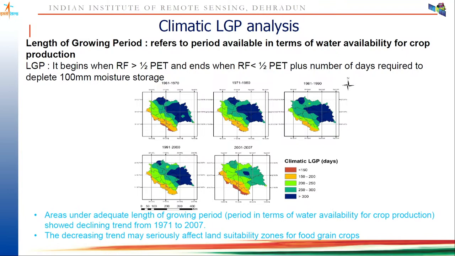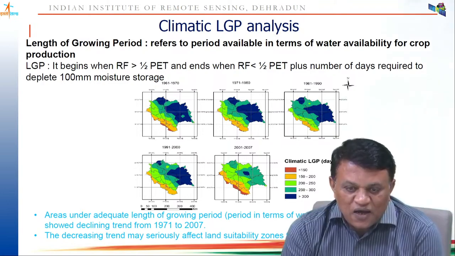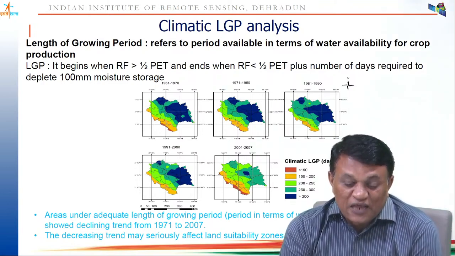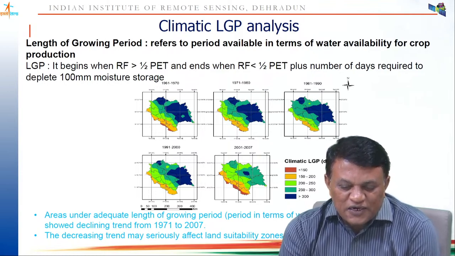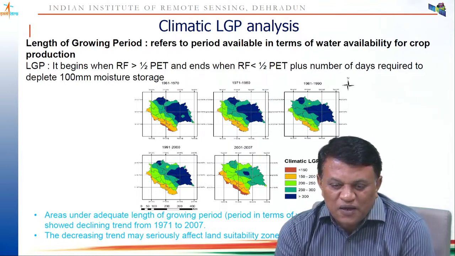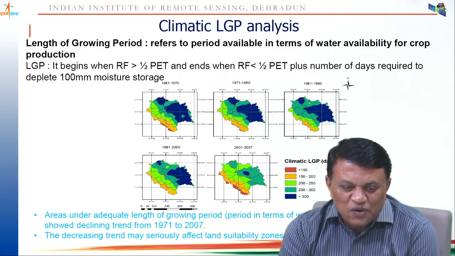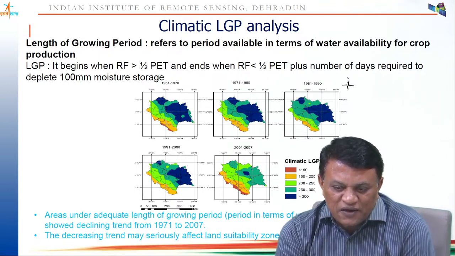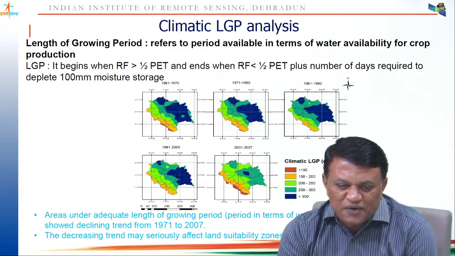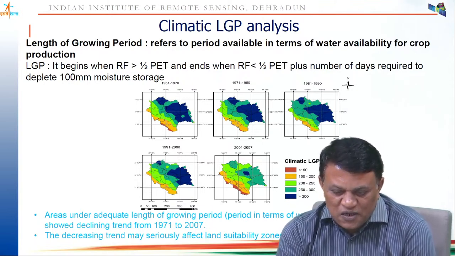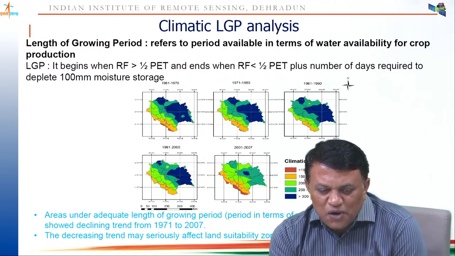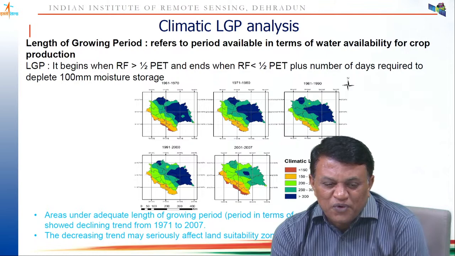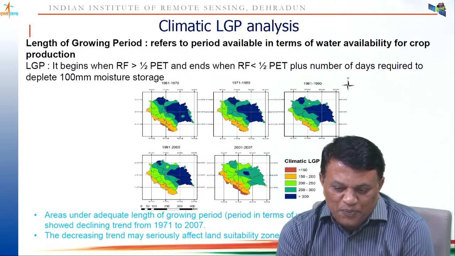Another area that is very important is water availability, which is expressed in terms of the length of growing period, calculated based on the rainfall and the potential evapotranspiration. The length of growing period begins when rainfall is greater than half PET and ends when rainfall is less than half PET, plus the number of days required to deplete 100 mm of soil moisture. That can be computed by the number of days during which 100 mm of potential evapotranspiration happens.